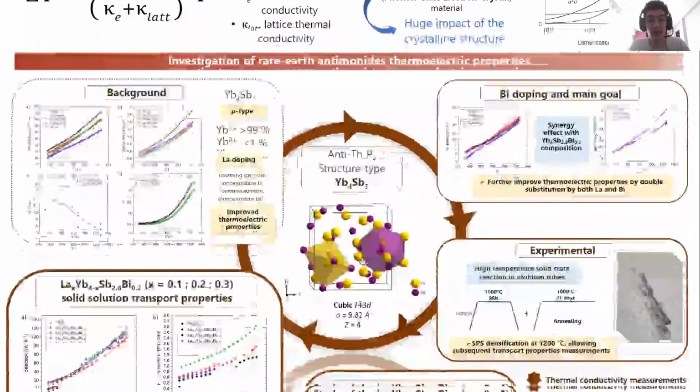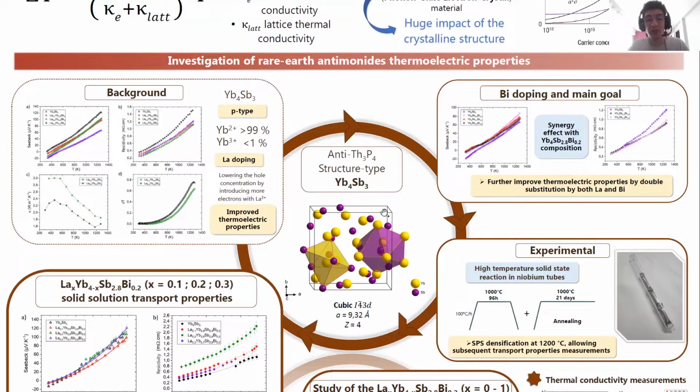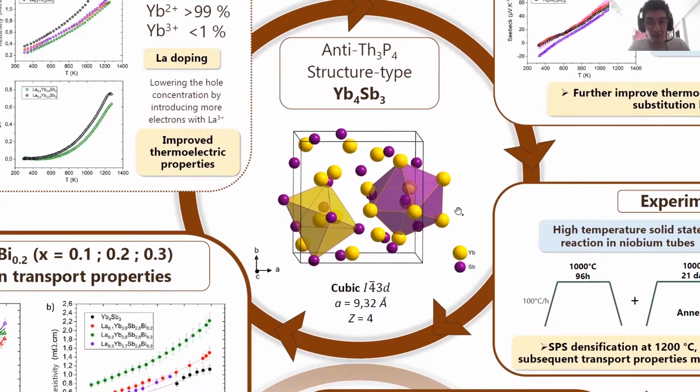Now let's get into the main work of this poster. I worked on a rare earth antimonide, whose structure is displayed here. We have the formula Yb4Sb3, and the environments of both ytterbium and antimony atoms are really distorted. So we have significantly high complexity that allows the low thermal conductivity of this material.